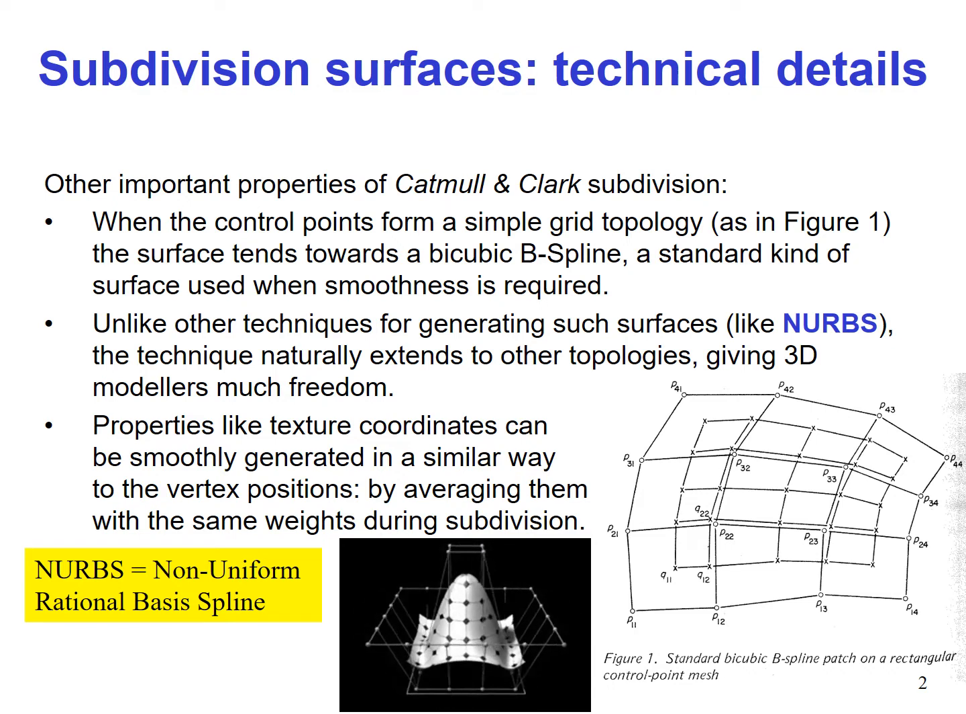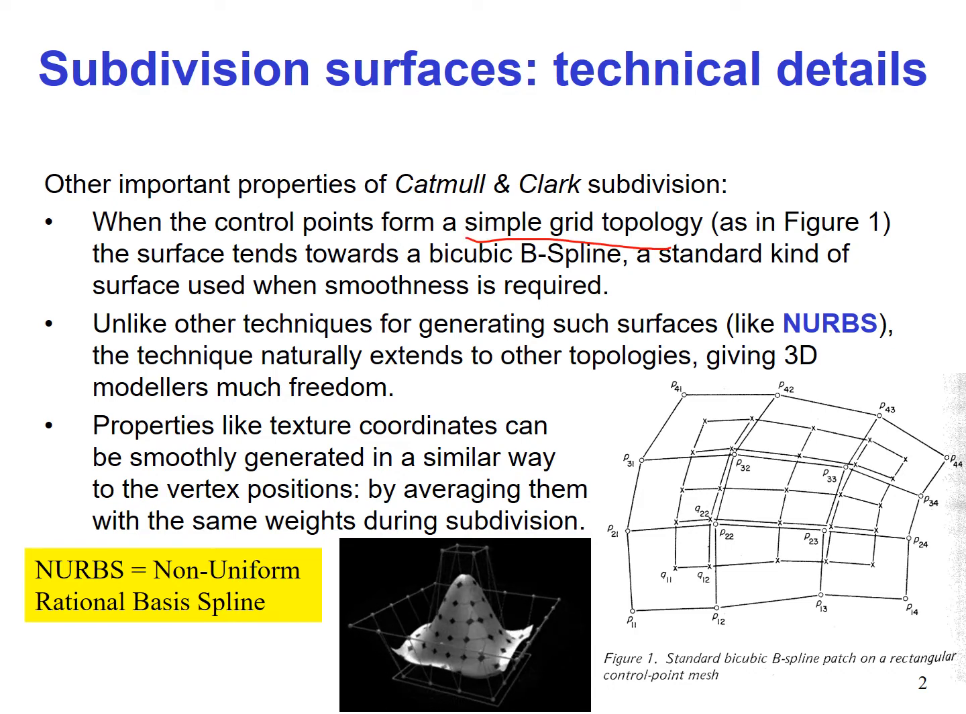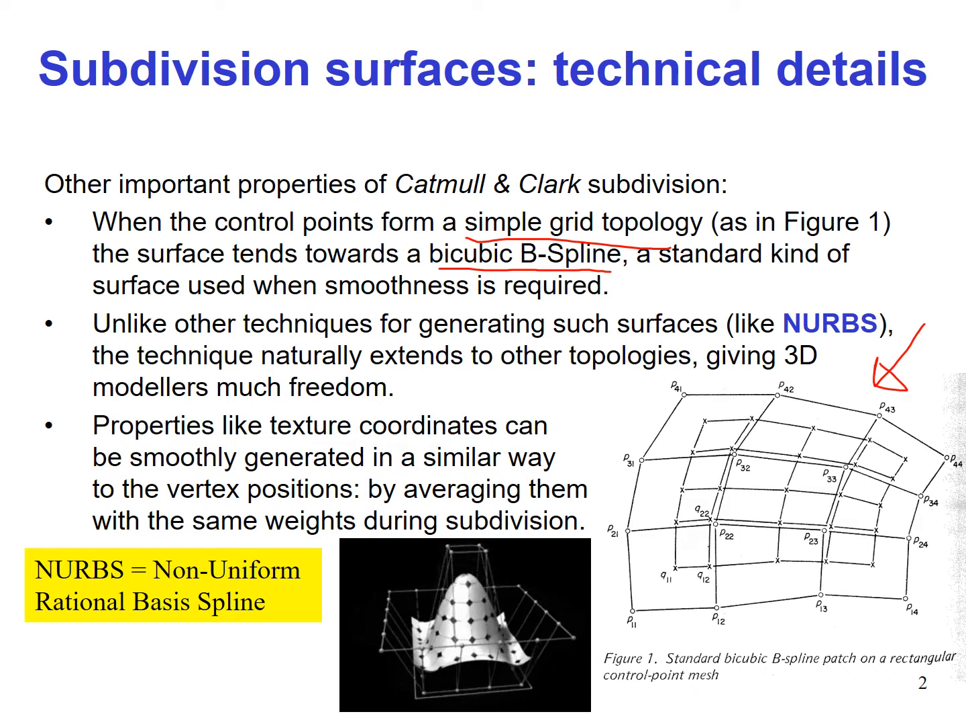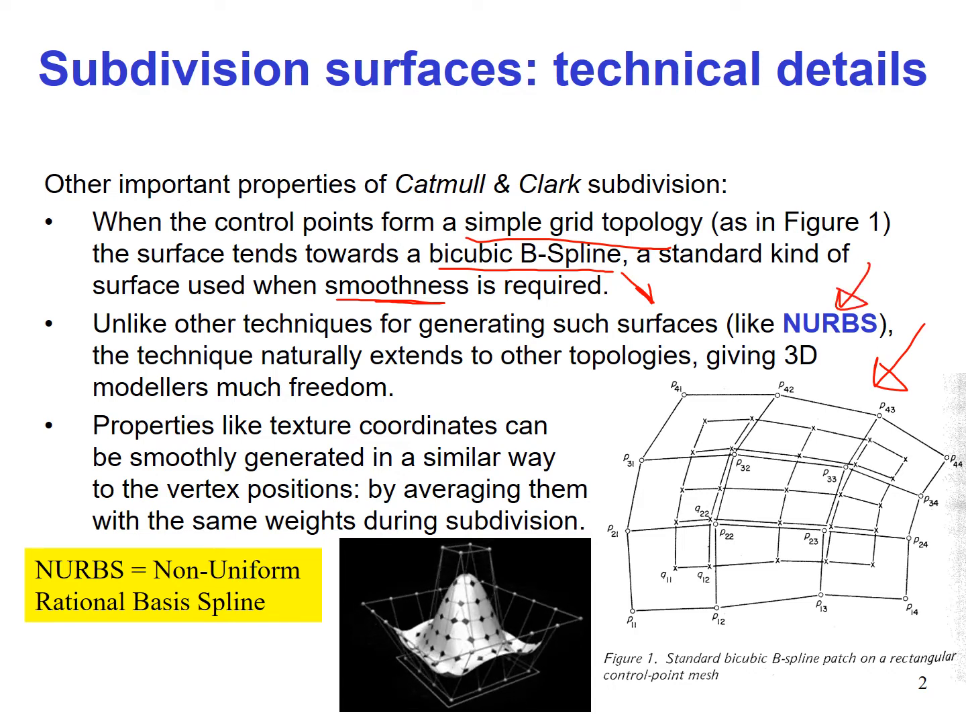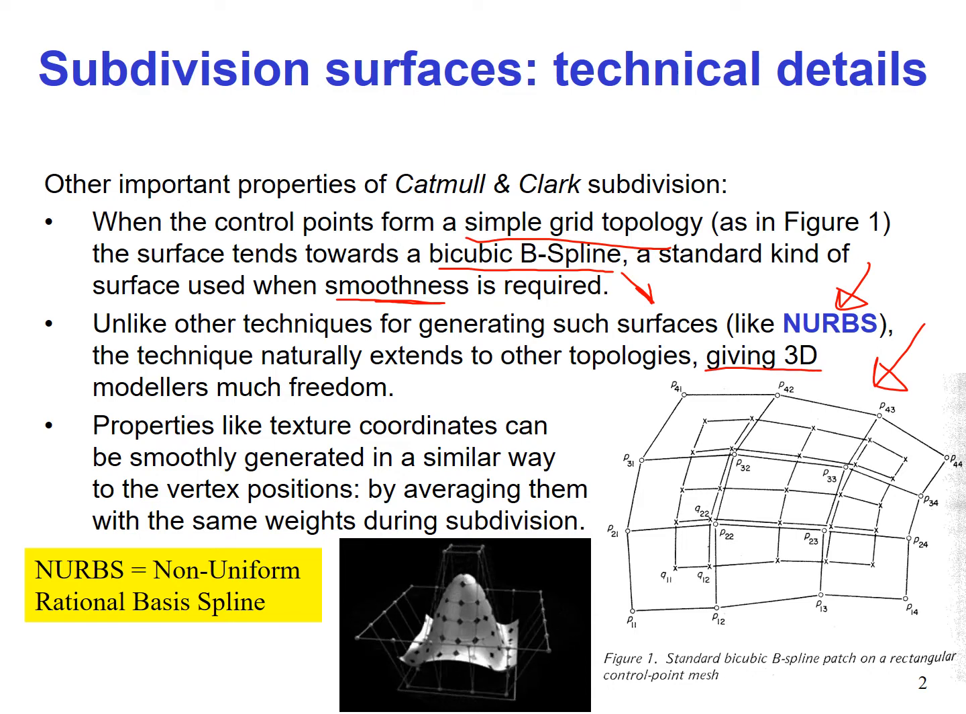When the control points form a simple grid topology as shown in this figure, the surface tends towards a bicubic B-spline, a standard kind of surface that is used when smoothness is required. So the Catmull-Clark algorithm gives us smooth surfaces. However, unlike other techniques for getting such surfaces, such as NURBS, which are computationally intensive, the technique naturally tends to other topologies. That is, the Catmull and Clark subdivision tends to other topologies as well, which gives 3D modelers much freedom.